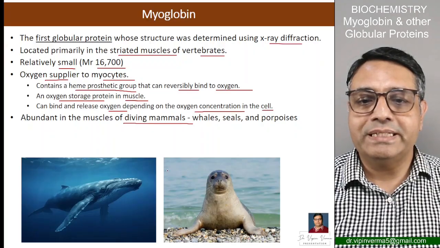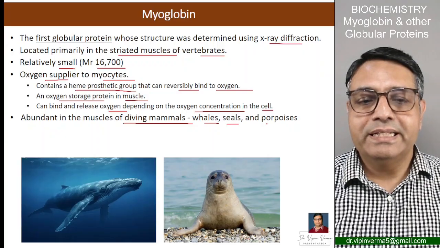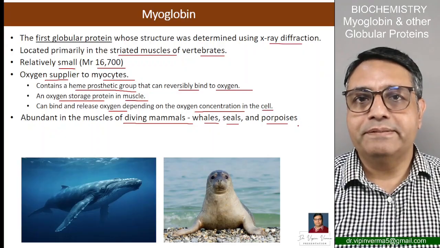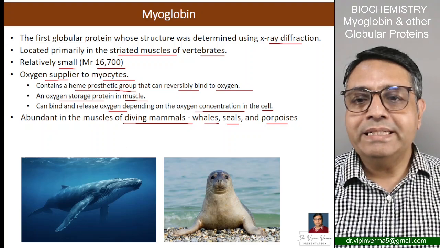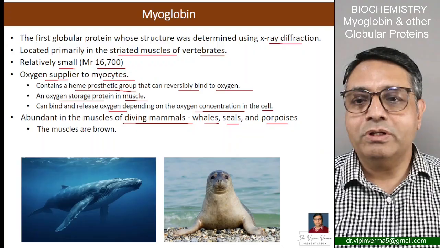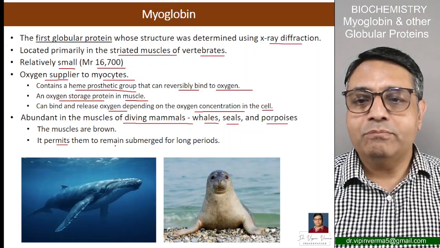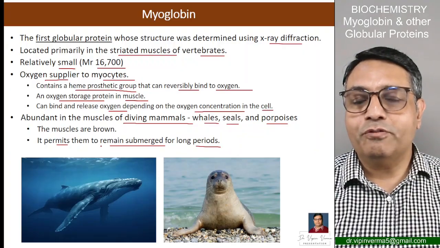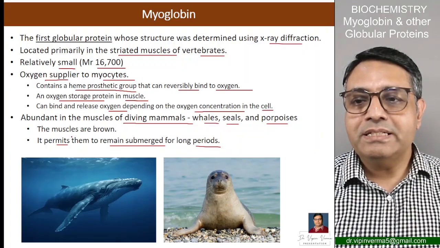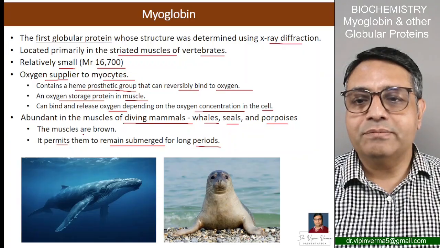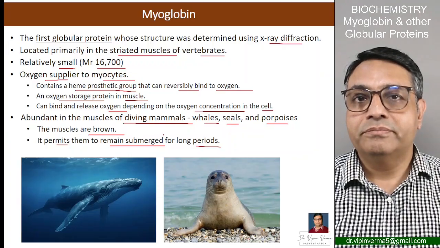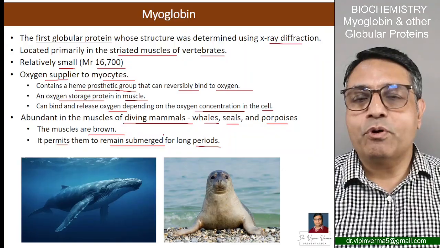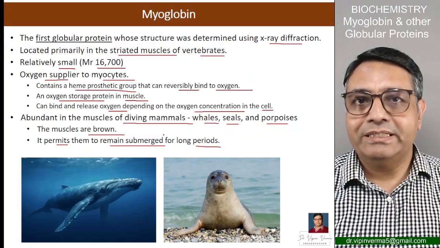For example, you can see here two pictures. One is of whales, another is of seals, and then there is one example which is the porpoise. So, why are these muscles important and why is this particular myoglobin important? Because it permits them to remain submerged for long periods. And because of the presence of this myoglobin, the muscles of these organisms are brown in color. Okay, so it is very, very important for marine creatures.